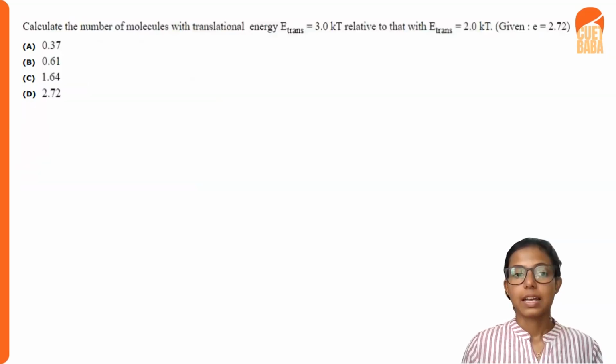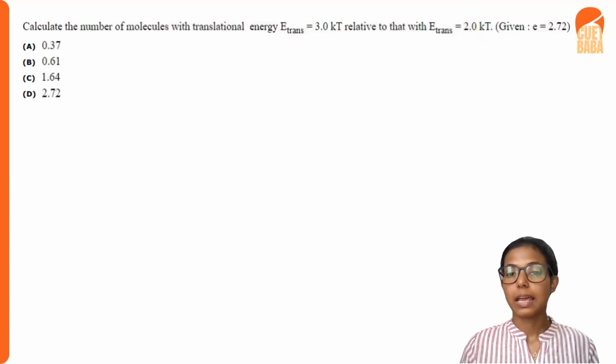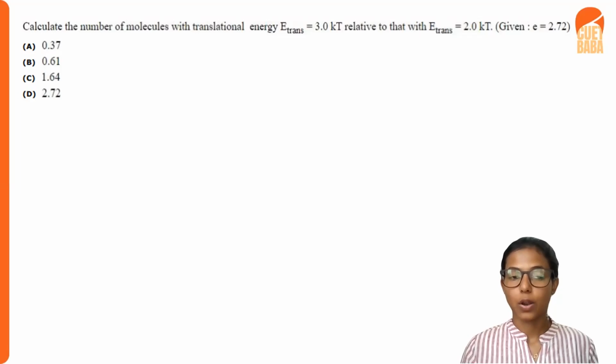Next question. Calculate the number of molecules with the translational energy E trans equal to 3.0 kT relative to that with E trans equal to 2.0 kT, given the value of e is equal to 2.72. So we want to see the number of molecules with the energy 3.0 kT relative to energy 2.0 kT. Option A is 0.37, option B 0.61, option C 1.64, and option D 2.72. We want to see which will be the correct answer.